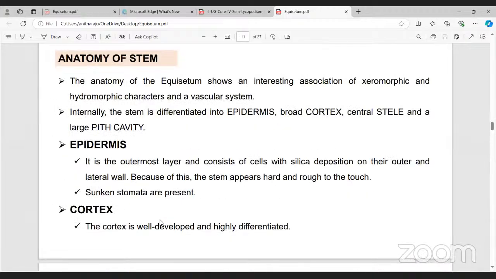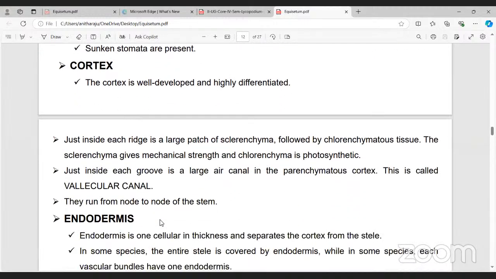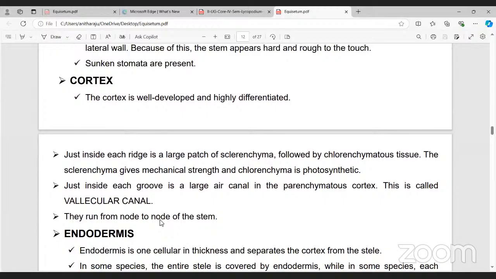These are the three regions. Identification characters are the furrowed and ridged epidermis. The epidermis is the outermost single layer, but furrows and ridges are present in it. That is one of the characters. Here in the cortex, stomata are present, and vallecular canals. The cortex is highly differentiated, not homogeneous but heterogeneous. Already told you, homogeneous means one type of tissue, but here there are different types of tissue. That means inside the ridges, a patch of sclerenchyma is present, followed by chlorenchyma tissue.